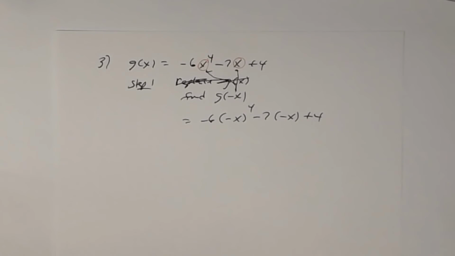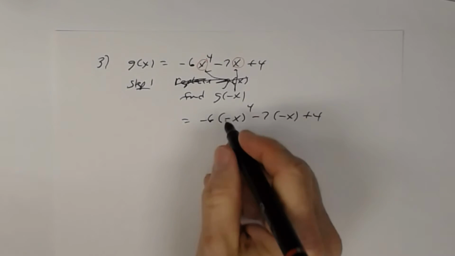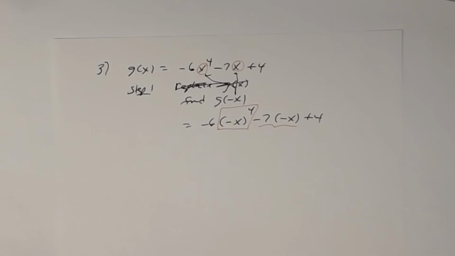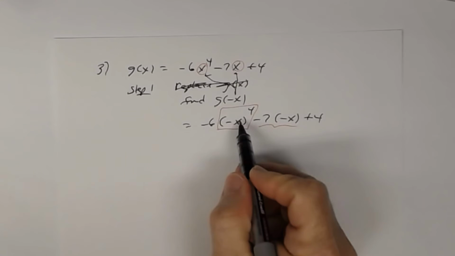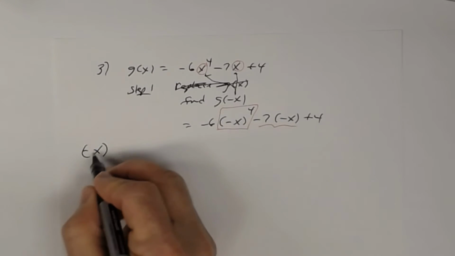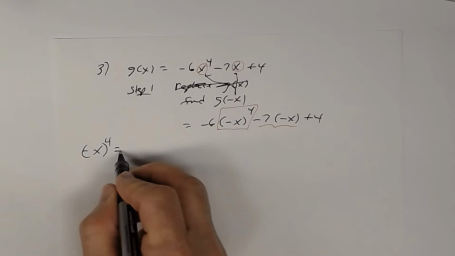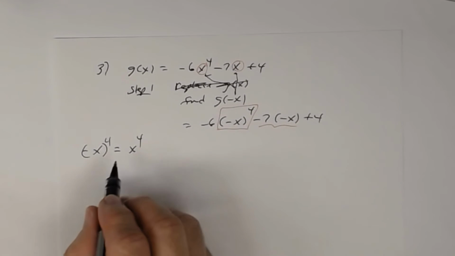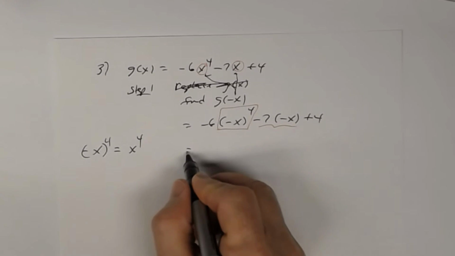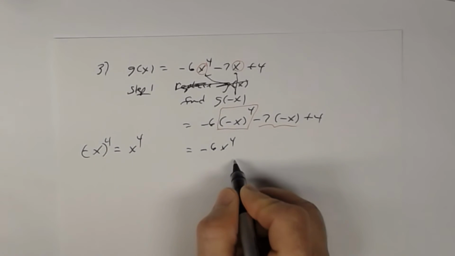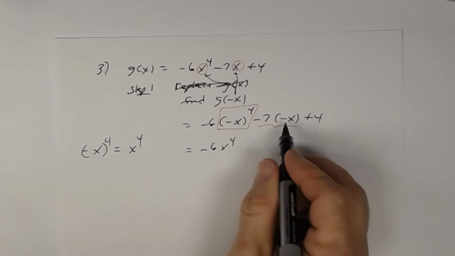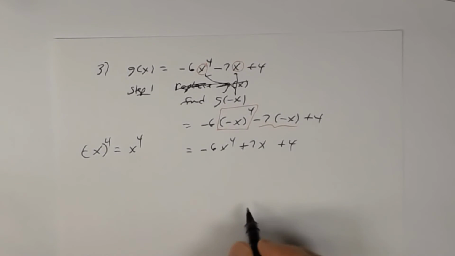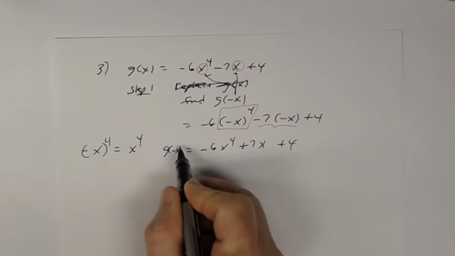Now we got to simplify. So we're going to simplify this piece here and this right here. So I want you to notice that negative x to the fourth in parentheses means the same thing as x to the fourth. Because a negative times a negative times a negative times a negative is a positive. So this becomes negative 6x to the fourth. And a negative 7 times a negative x is a positive 7x, and then plus 4. So that is g of negative x.